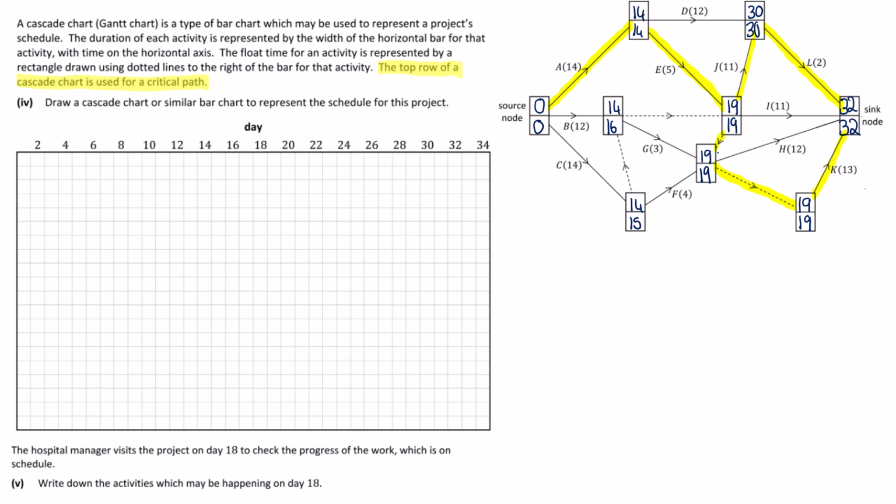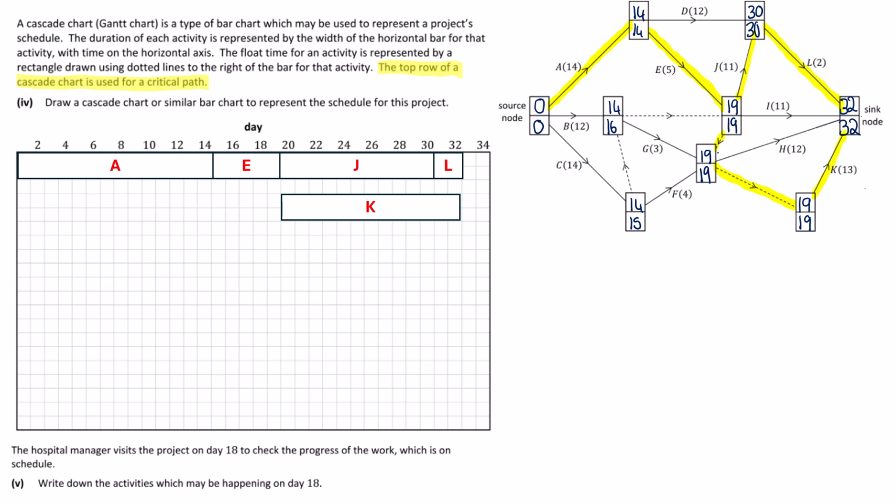So A starts at 0, has a duration of 14. So it looks like this. It's a rectangle going from 0 to 14. And then E starts at 14, lasts 5, so ends at 19. J starts at 19, lasts 11 and goes till 30. And L starts at 30 and then goes on to 32. There is also a path AEK. I won't redraw AE, but I'll just put K directly underneath. It starts at 19 and it goes to 32.